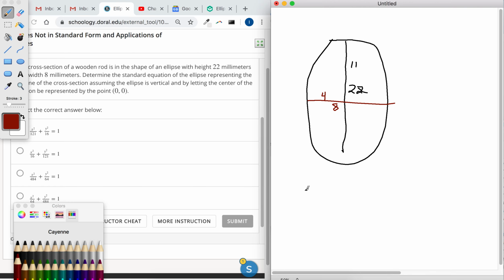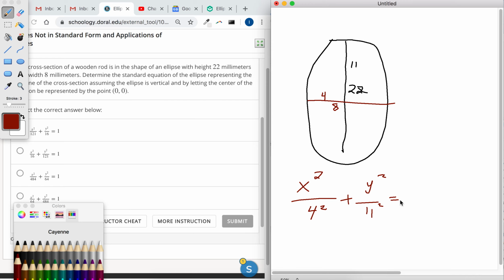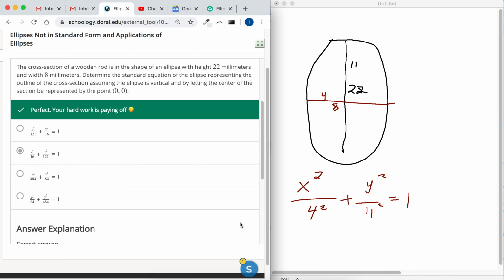So now we can plug that into our equation. Since it's centered at 0, 0, we can just say x squared over 4 squared plus y squared over 11 squared. That should equal 1. And so that's x squared over 16 plus y squared over 121. That's this guy right here.